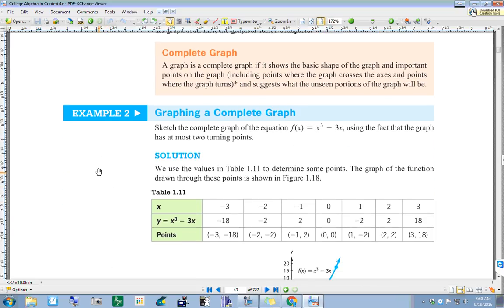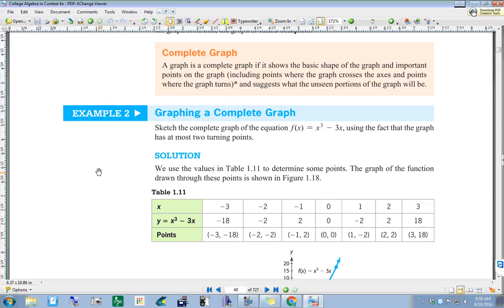One of the things that you need to pay attention to: a graph is complete if it shows the basic shape of the graph, important points on the graph, including points where the graph crosses the axes and points where the graph turns, and suggests what the unseen portions of the graph will be. There are a lot of times that when you graph something, you're not going to get the full picture. Again, you want to make sure you know where it goes through the x-axis and the y-axis.